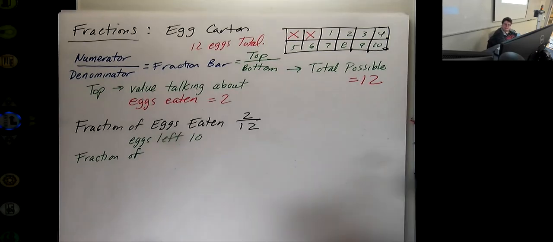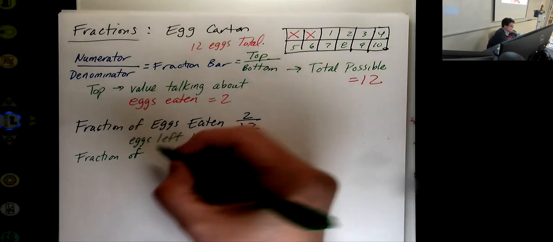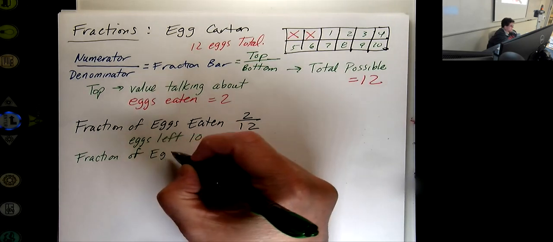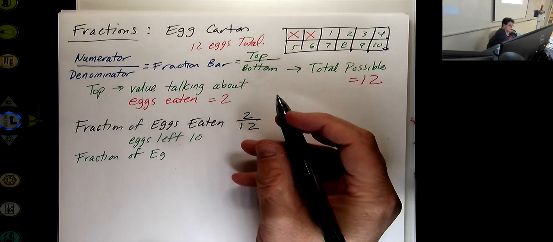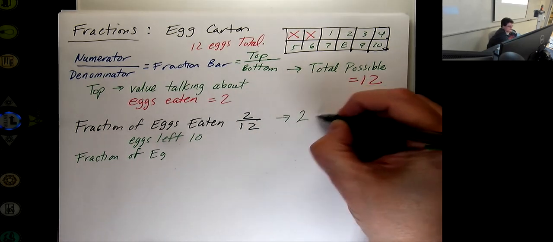Can we also say 2 out of 12 or 8 out of 12? Yes. Another way of saying this is 2 out of 12.